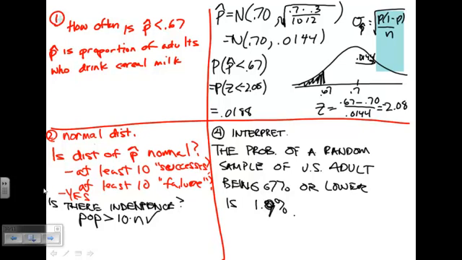Boy, that's really rare. That's really rare that I would do a random sample of U.S. adults, ask them that question, and I would get an answer of 67% or less. I think that's evidence of something. I think it's statistically significant because it's so rare. I think the thing that we supposed is wrong. I didn't say that, Ned.